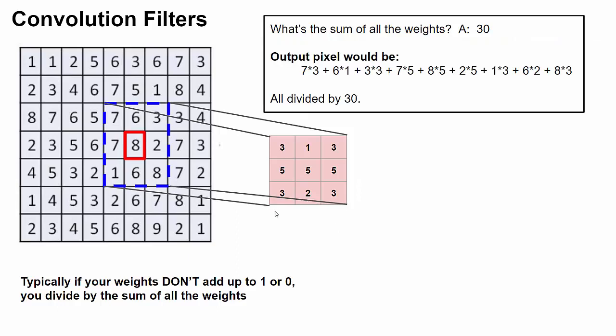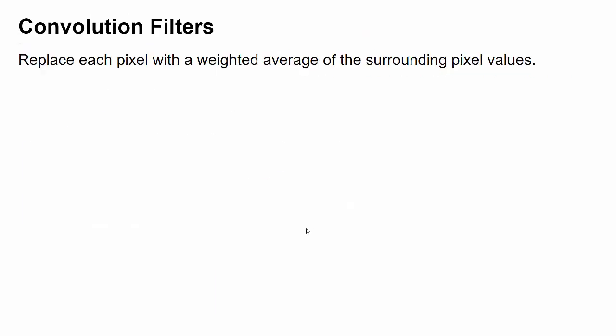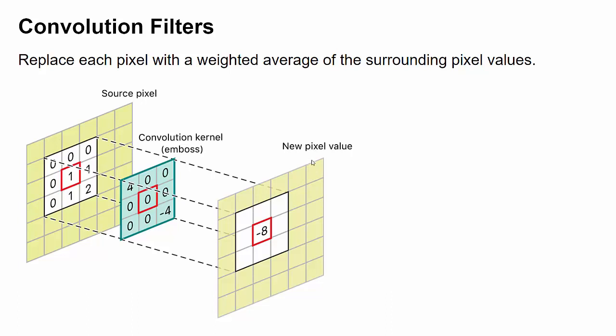So the way we'd calculate the output pixel is what I just did. You multiply each pixel by its corresponding weight, add up all those pairs, but then divide by the total weight of the kernel. And remember, you only do that when the total weight of the kernel doesn't equal 1 and doesn't equal 0. All right. So one more example, just in case this isn't clear yet.